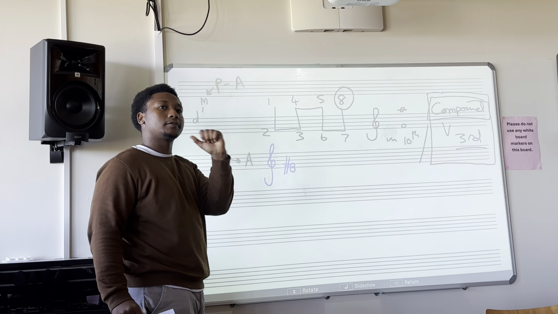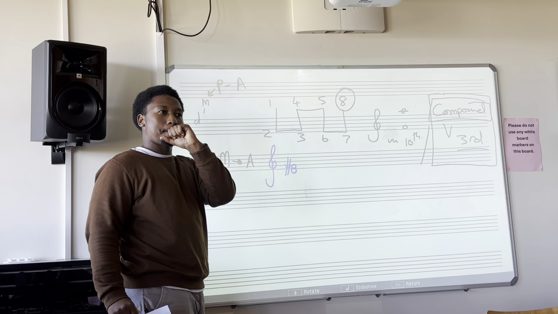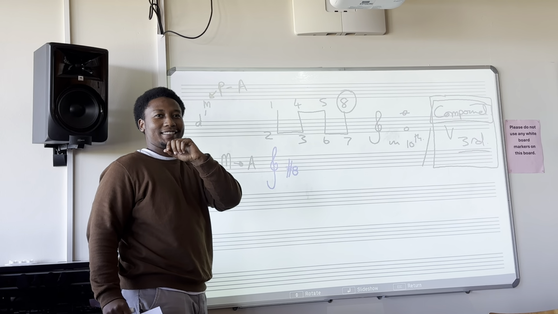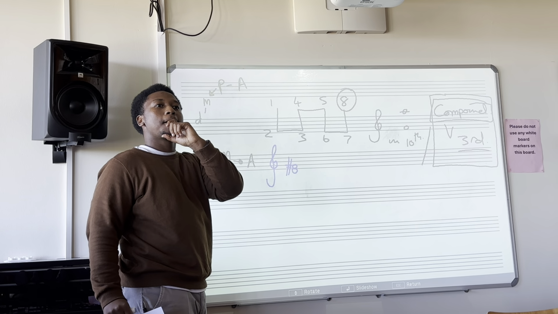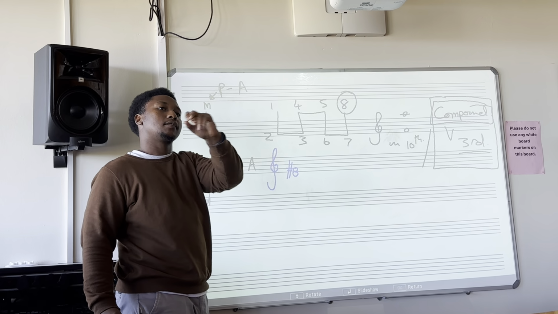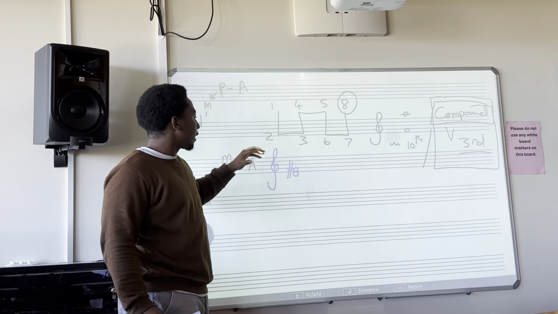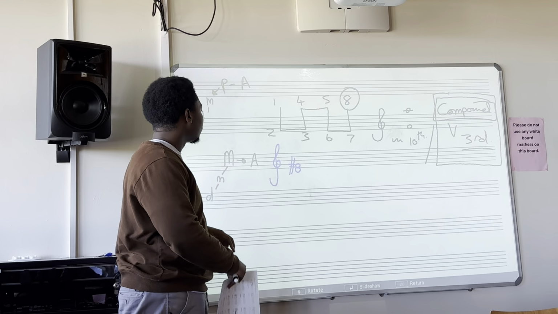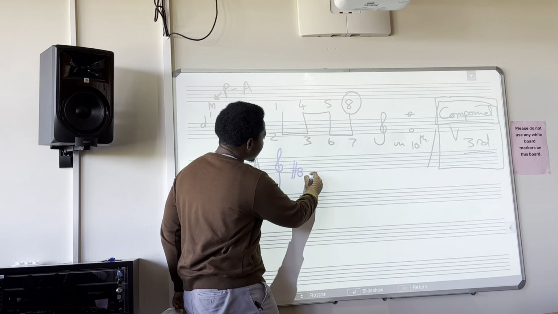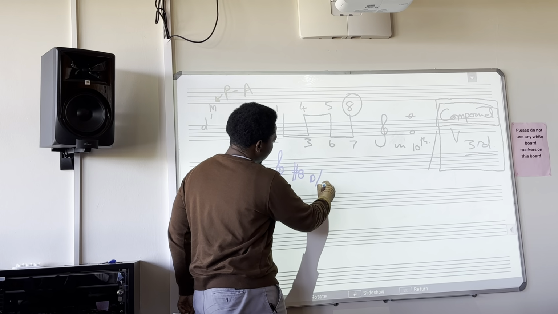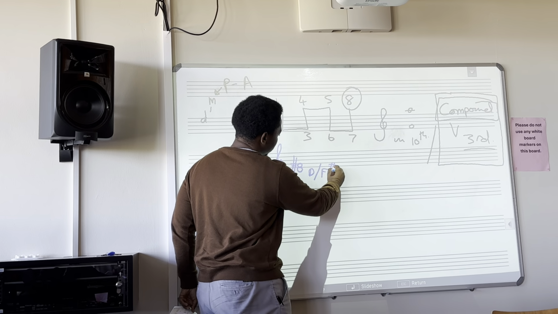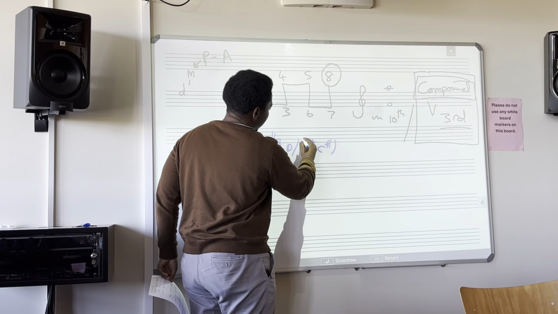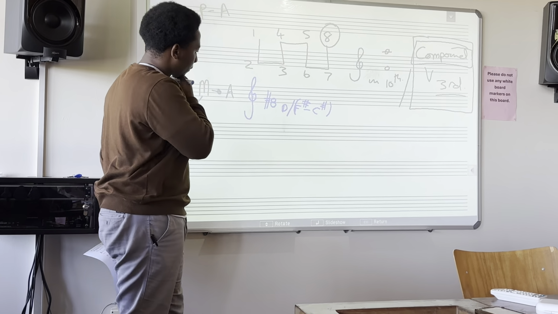How many does it have? Two. Which ones? F and C. So it has F sharp and C sharp. Now, you have here D and you have F sharp. You know that in your table, you should have these two in D major.